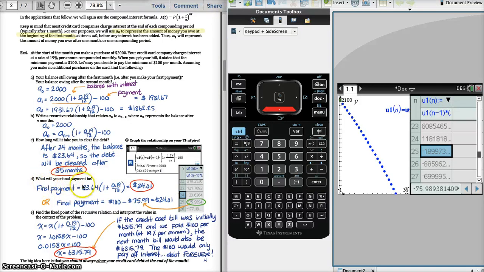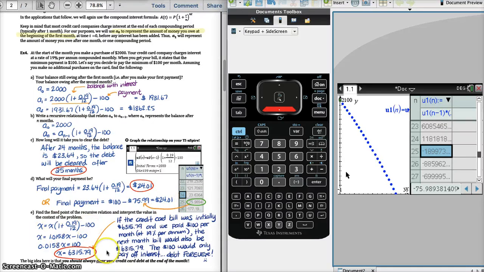Now, what will my final payment be? You either take whatever was left in the 24th row and accrue the interest, you do the interest rate and get your answer, or what's a little bit simpler is to say, hey, if the credit card company owes me $75.99, if I round up here, and I made a $100 payment, that means they took from me $24.01. And so my last payment must have been $24.01.